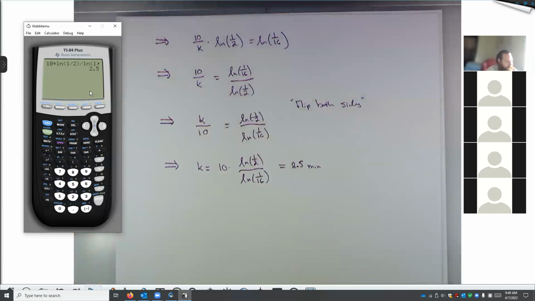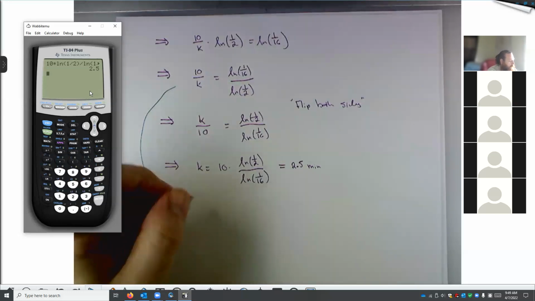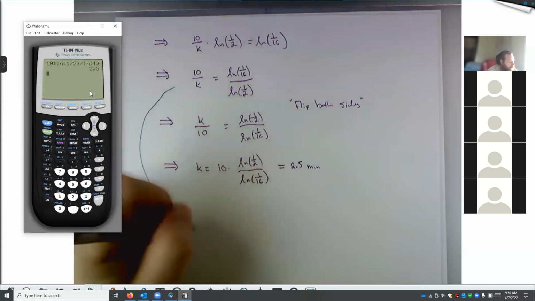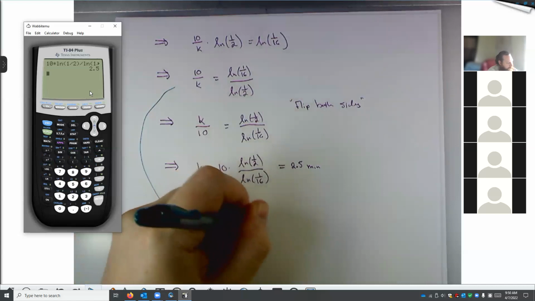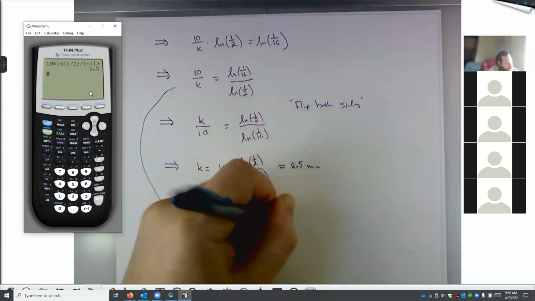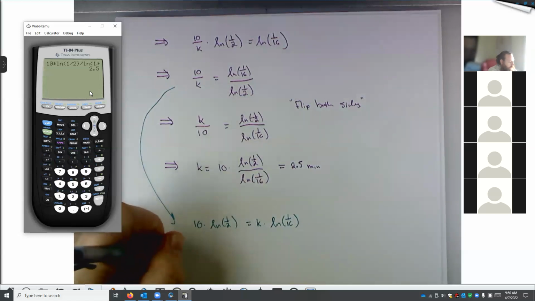Another way we could have done that from here is to cross multiply by these denominators. So I could rewrite this as 10 times the natural log of 1/2 is equal to k times the natural log of 1/16. This is sort of the other natural way to do this. And then you can divide both sides by the natural log of 1/16.